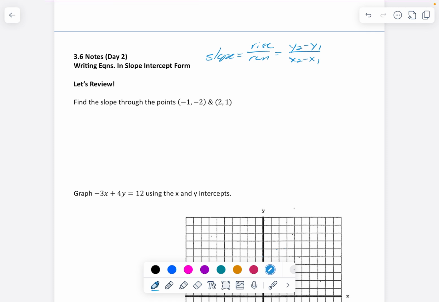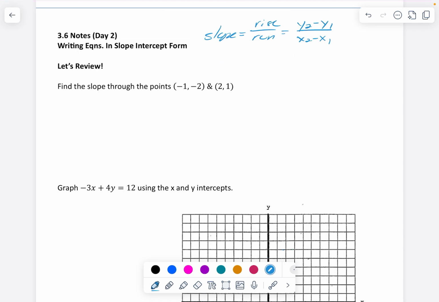If you're watching the video, pause it and try these two problems on your own and then push play. All right, so to find the slope, remember this is x, y, x, y. We're going to subtract the y values. It doesn't matter the order in which you do it as long as you stick with the same order. And then we have 2 minus negative 1. So this is going to give us positive 3 over positive 3, or 1. So the slope is 1, which means we could think of it as 1 over 1, that we're going to go up 1 and over 1.